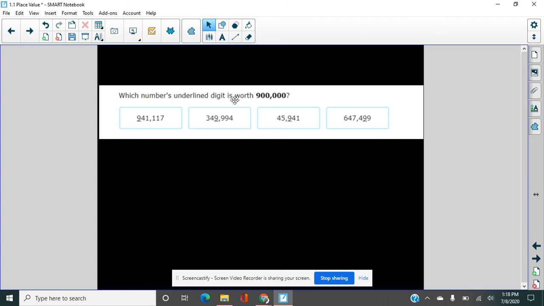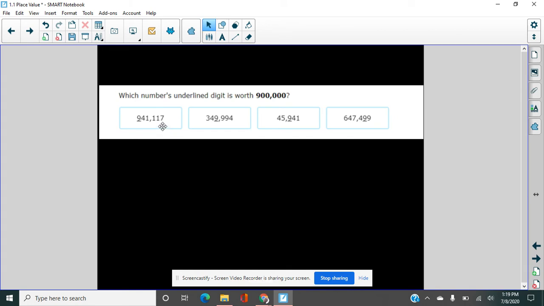Which number's underlined digit is worth 900,000? So we want a 9 that's worth 900,000. Well, this 9 is worth 90. How did I know that? It's in the tens place. 9 tens would be 90. Here we have a 9 in the hundreds place, right? Ones, tens, hundreds. So that 9 is worth 900. Ones, tens, hundreds, thousands. So this 9 is in the thousands place, so it's worth 9,000, right?